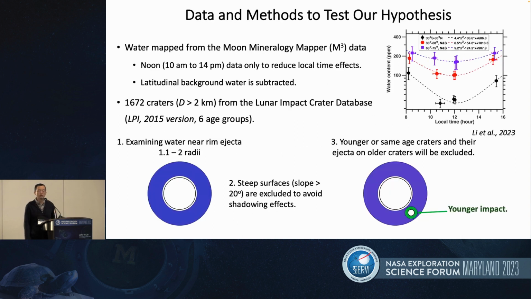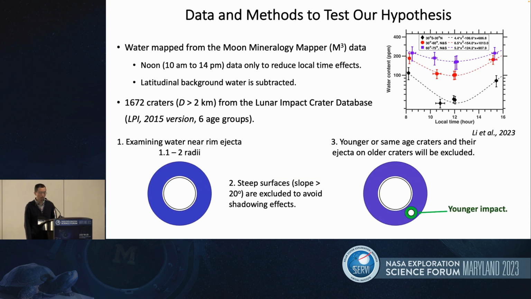we're going to use the water map from the Moon Mineralogy Mapper, the M3 data, because it shows a very nice diurnal trend, as shown on the upper left plot, your right plot. We're going to use the noon data, between 10 to 14 p.m., when the variation is weaker. And also we're going to subtract the latitudinal background to see the trend clearly.